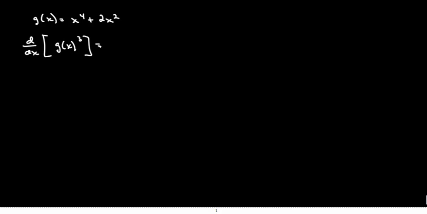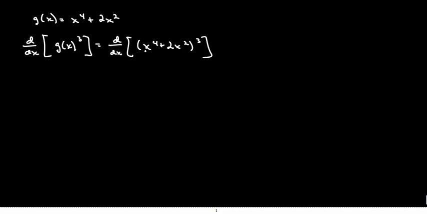For example number 1, we're asked to find the derivative of the following. Okay, so they give us a function. They say g of x is given to us by x to the fourth plus 2x squared. And then we're asked to find the derivative. So we're asked to differentiate g of x to the third power, which is essentially the same thing as saying: what is d/dx of (x to the fourth plus 2x squared) to the third power.